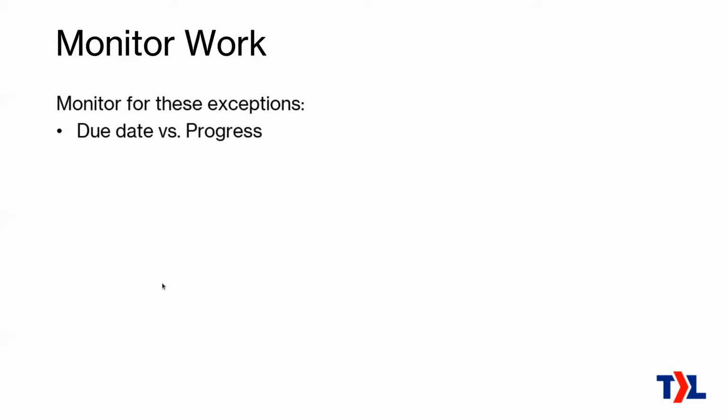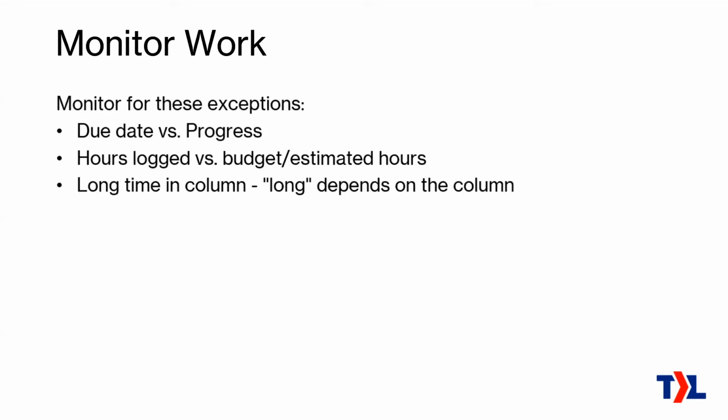One is due date versus progress. If there's some sort of due date for a ticket, you want to be monitoring that to make sure that the ticket's progressing such that we're going to complete it by the due date. Then the hours logged versus the budget or the estimated hours. You want to make sure that those tickets are not exceeding their budgets, and if they do, you know about them and you figure out how you're going to adjust the budget or do something else on the ticket, bring in an expert, to get those things under budget or without going too far over.